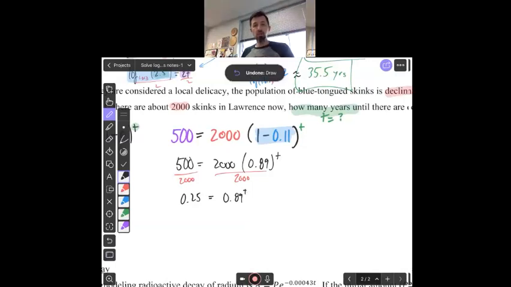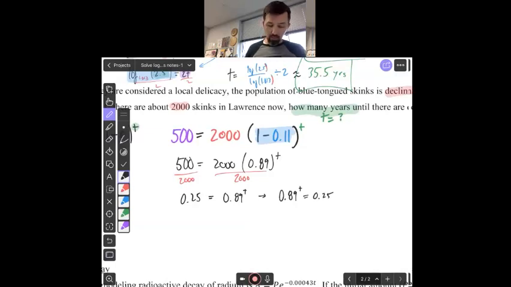Okay, so we're at that point where we have an exponential equation. Again, if you really feel that it's easier for you to solve when the power's on the left side, then you go for it. You rewrite it for yourself. I don't really feel the need to do that. What I want to focus on is what's the base of my power, which is the 0.89.